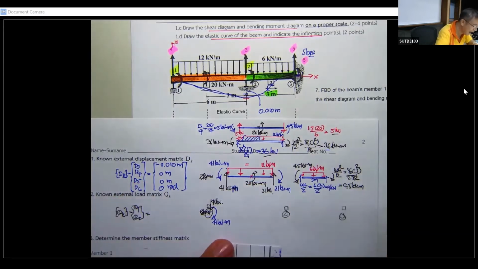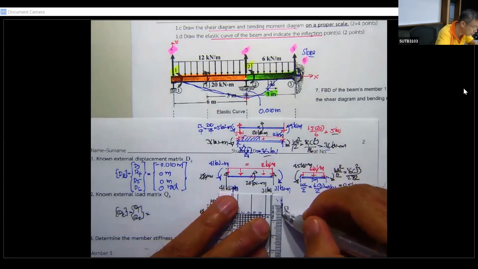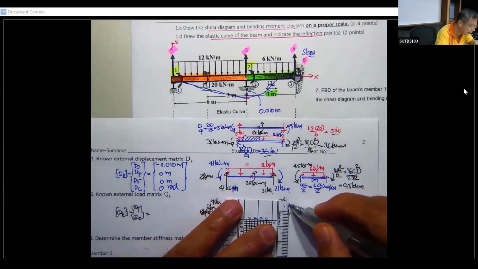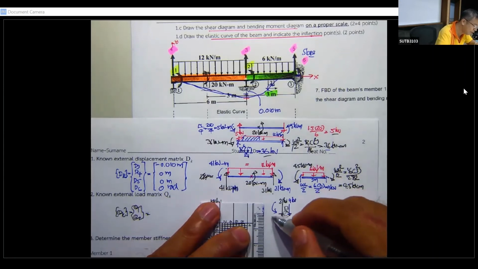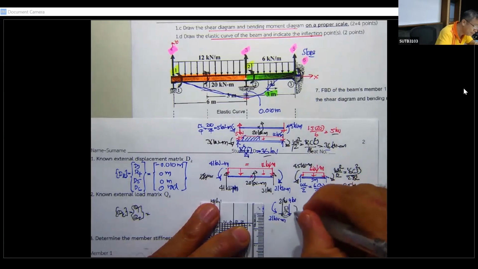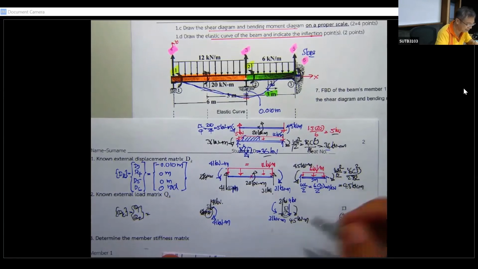Now this one is going to be a little bit more compact. This one is going to be 31 kilonewton, and this one is going to be 9 kilonewton, and this one is going to be 31 kilonewton meter, and this one is going to be 4.5 kilonewton meter. This one requires a lot of computation.